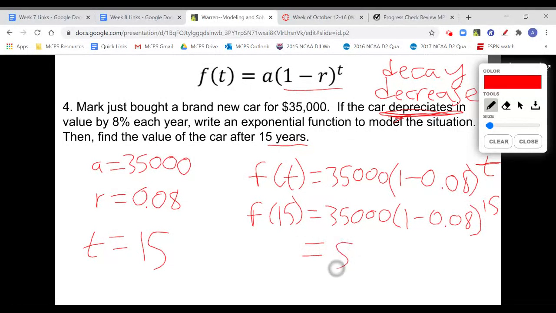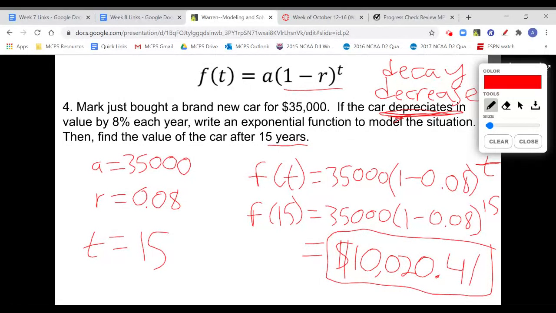And when I do this, again, you guys should be double checking and practicing typing in your calculator at home, but that is going to come out to $10,020.41. Again, we are talking about money, so I round to the 100th place.